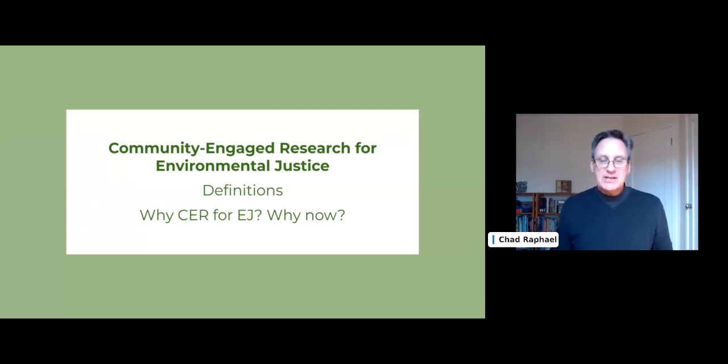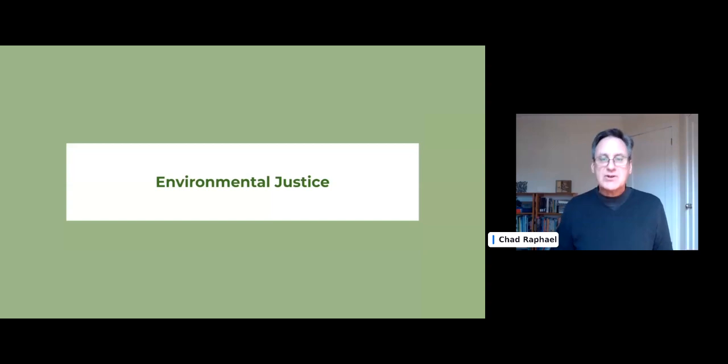I'm going to talk a little bit about the first two chapters of the book and about why we think community engaged research makes such an important contribution to environmental justice research. So we're going to start with some definitions of both and what's at stake in them. And then we'll finish up by talking a little bit about why community engaged research is so important for environmental justice, especially at this particular historical moment.